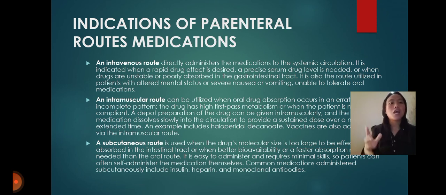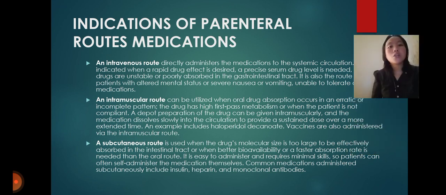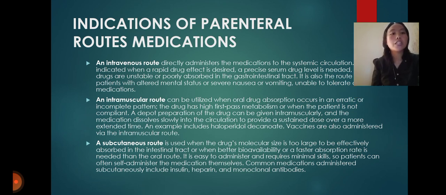So kuan gid siya kanang pinaka common gid siya nga ihatag ang medication sa usa ka patient pinagi sa IV or intravenous maski na sa mga dili makakuan og poor dili kaya makaabsorb og medication pinagi sa gastrointestinal tract through oral route. So and also intramuscular route can be utilized when oral drug absorption occurs in an erratic or incomplete pattern, the drug has high first pass metabolism or when the patient is not compliant. So kani po siyang intramuscular no kung ang oral daw drug absorption occurs in erratic or incomplete pattern kung dili pa siya kuan, pwede na daw ang iyang intramuscular, pwede na siya makakuan o metabolize to the patient medication.